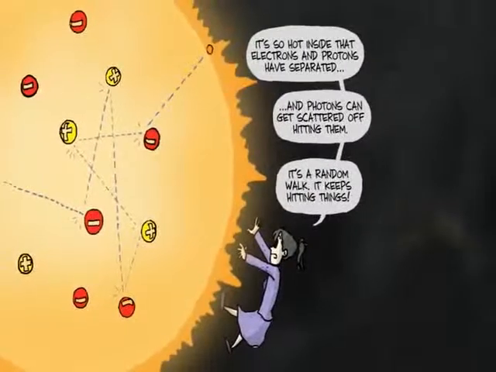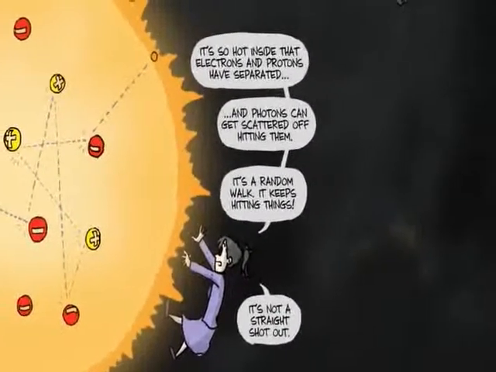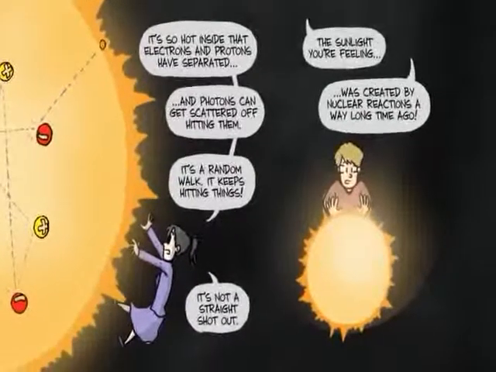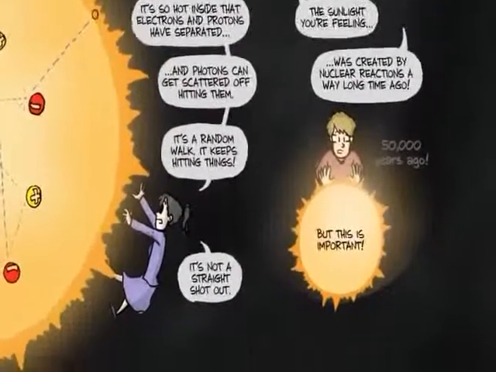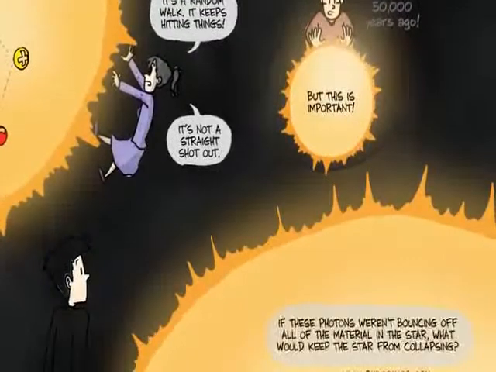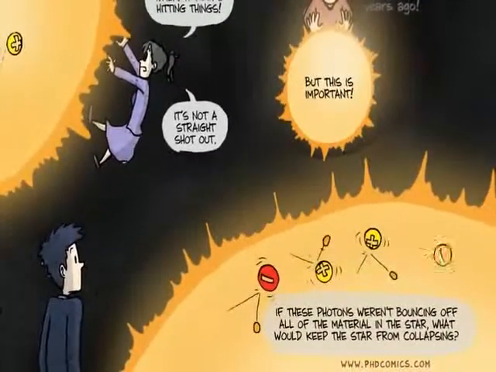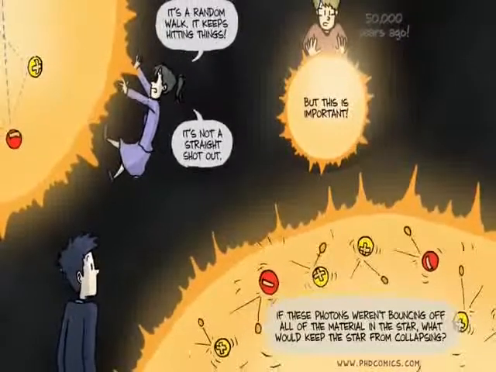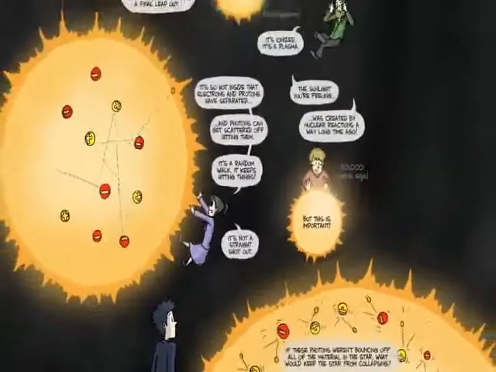It keeps hitting things. It's not a straight shot out. The sunlight you're feeling was created by nuclear reactions that happened a long, long time ago. But this is important, right? Because if these photons weren't bouncing off all of the material in the star, how would it keep the star from collapsing in on itself? Yeah, the star would just collapse. That's what's doing the work.